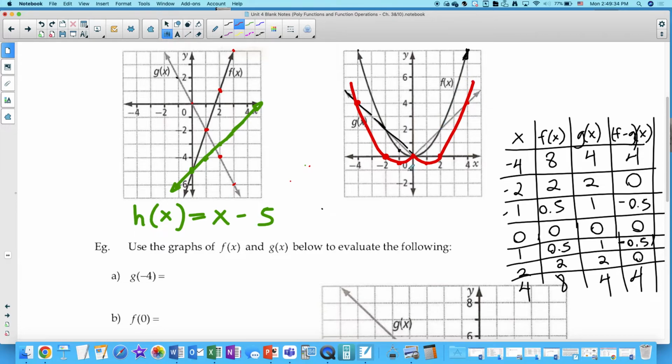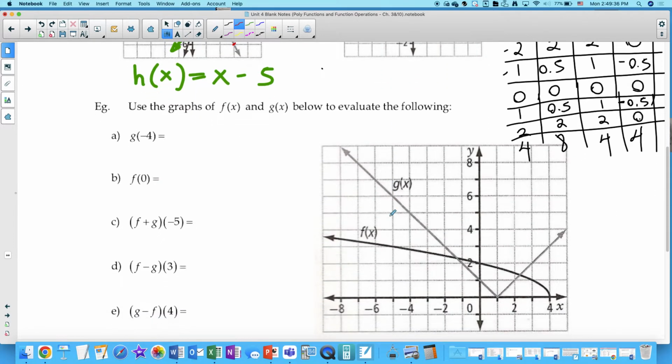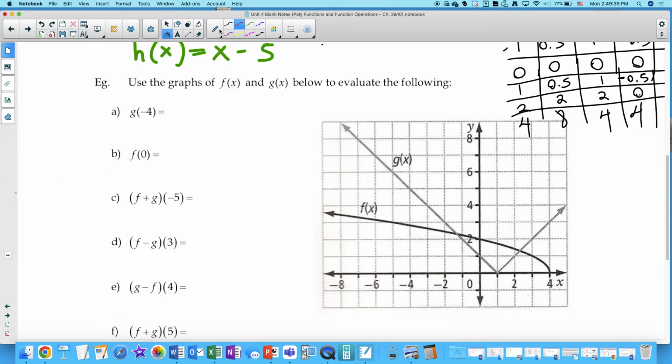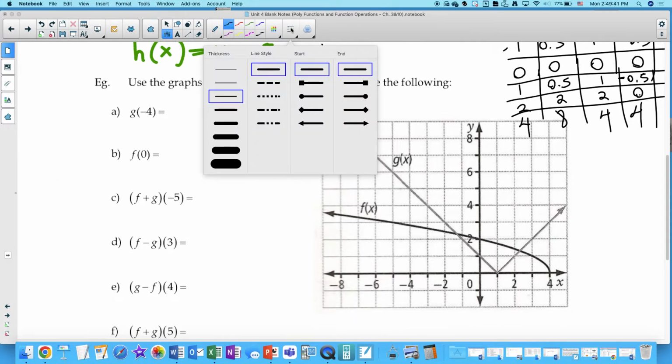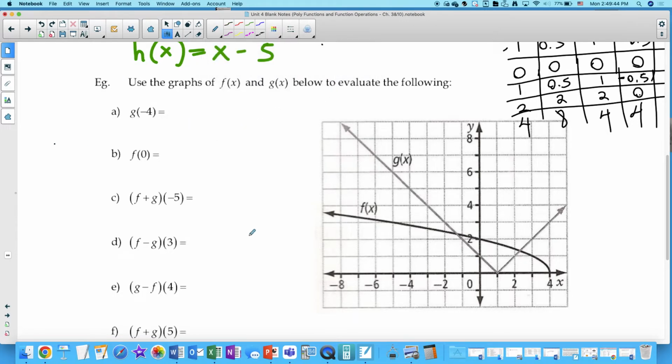Okay. Here's another one. So we are going to use the graphs that are given to us of f of x and g of x to evaluate these values, essentially. Okay? So first, g of x is this absolute value function, and f of x looks like it's the radical function. Okay? So first we want to know what's g of -4. G of -4, 5. Okay, what about f of 0? 2.